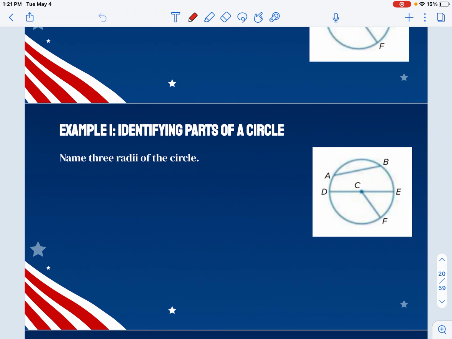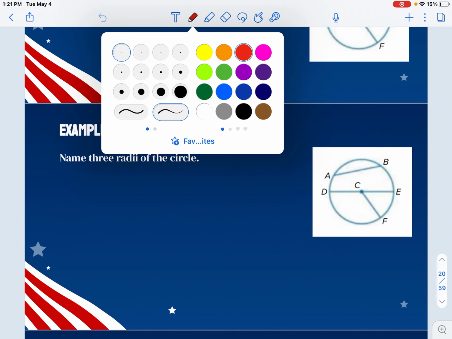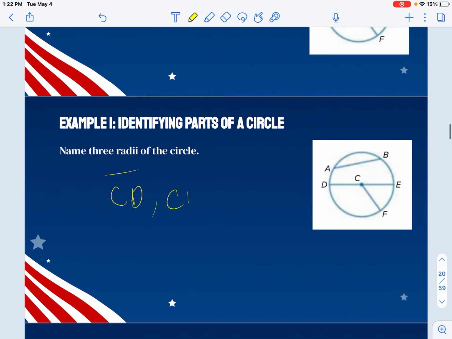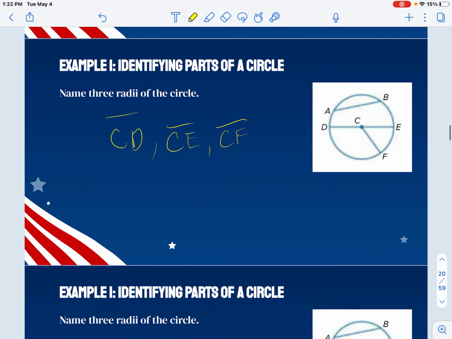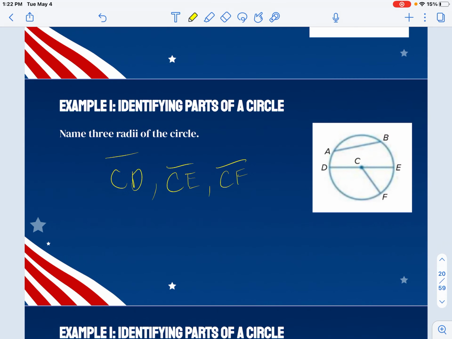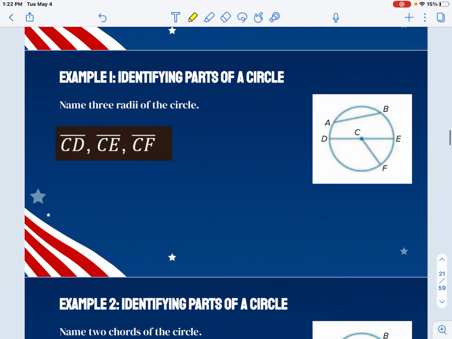First thing we want to do: name three radii of the circle. First we want to learn how to identify different parts of a circle. There are going to be three radii here. Remember, a radius has to start at the center and go to the edge. So CD would be one, CE would be another one, and CF would be the last one. Remember, they're line segments, so they need the line segment symbol on top. Those are the three radii. Could I call them DC, EC, and FC? Sure, you could do that.